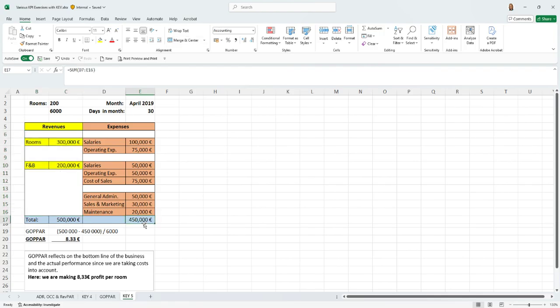Now, of course, we could work on the expense side of things to bring this amount up. Maybe there's a way for us to work on these part-time salaries, or somehow also reduce operational costs and maybe also some maintenance costs, in order to get a better result here.